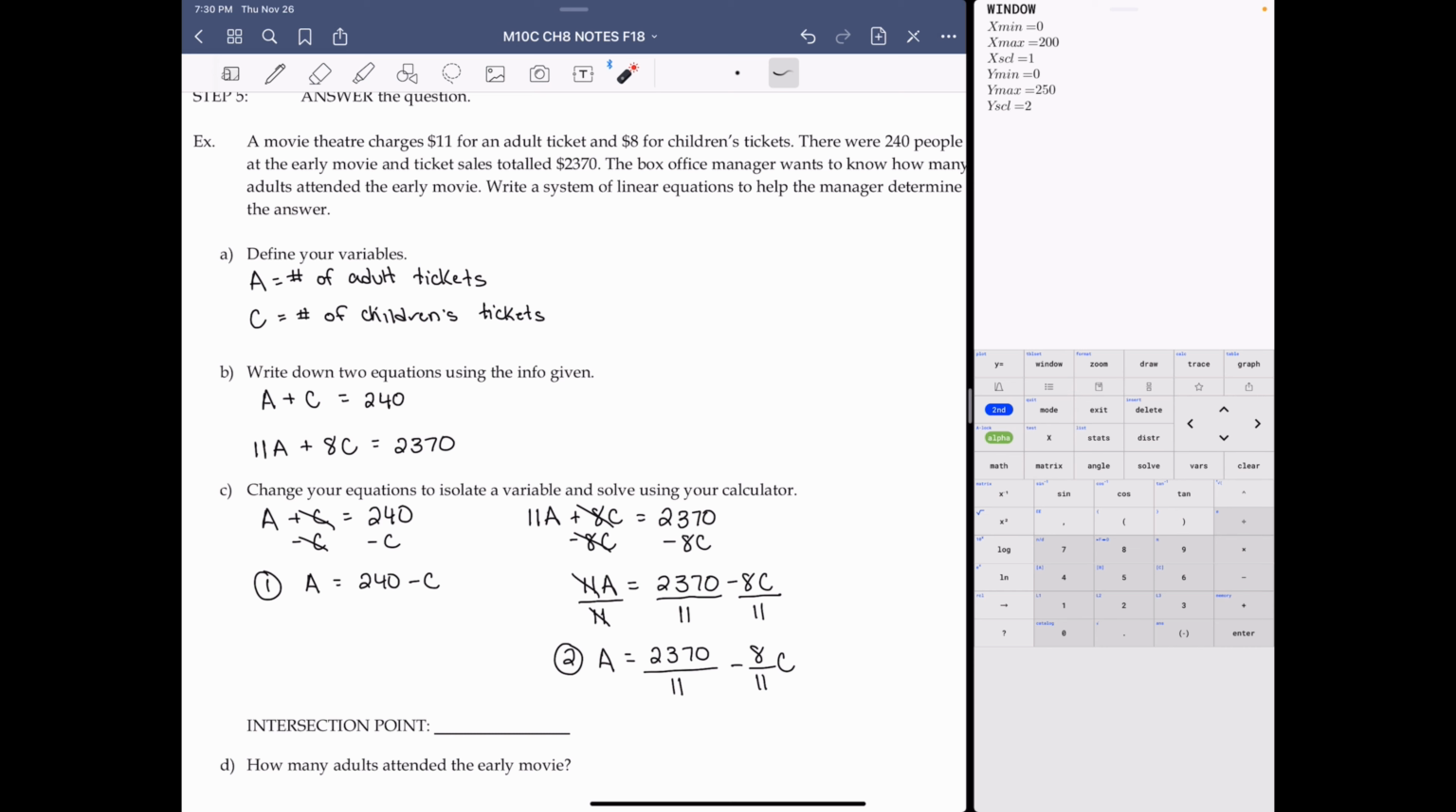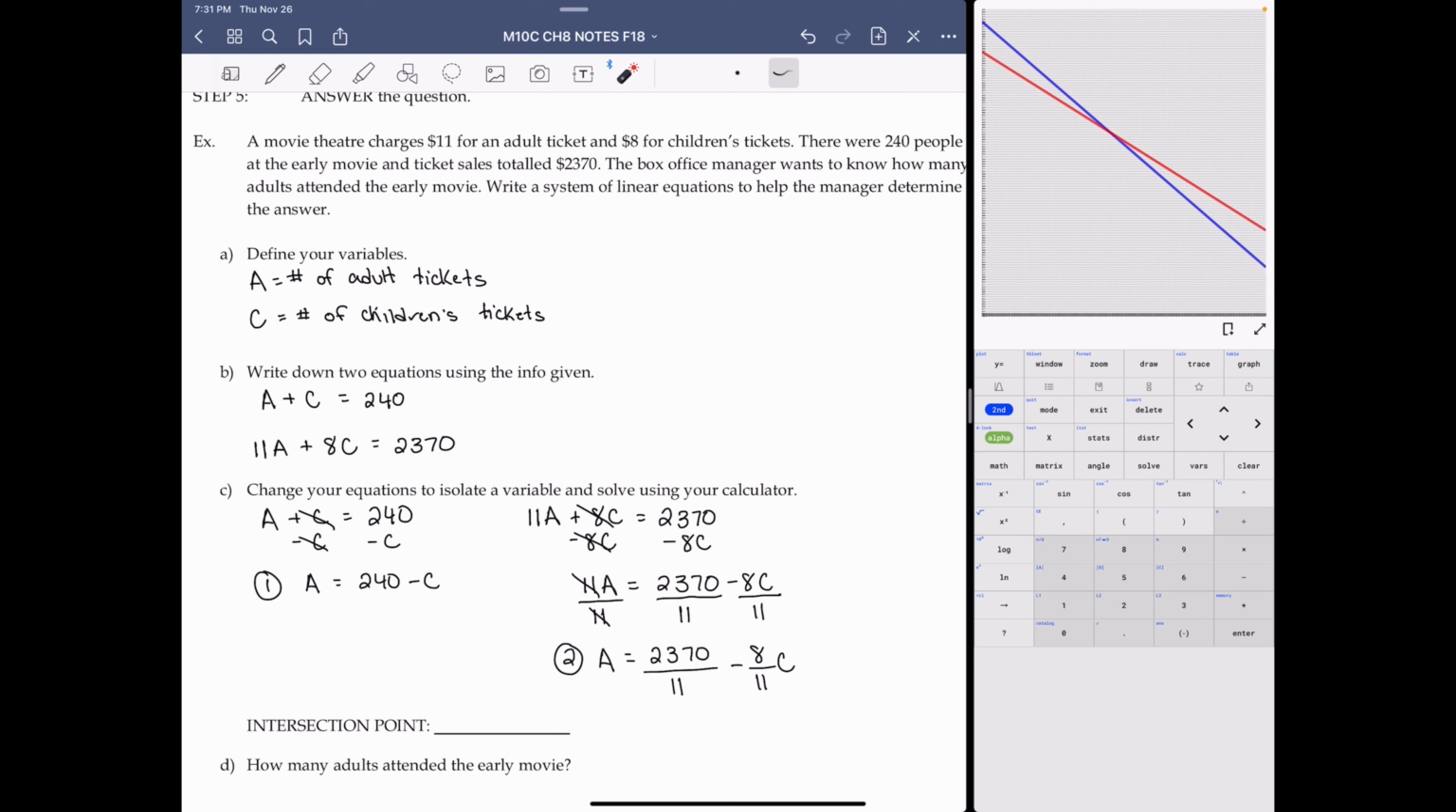And then we have a y max of 250. So we'll try that from 0 to 200 on the x and from 0 to 250 on the y. And again, the scale doesn't matter here. Try graphing that. And now I see an intersection point.